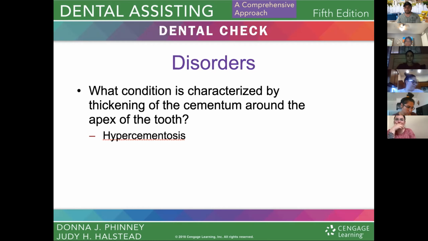So it's when the cementum around the apex of the tooth gets enlarged. And it's usually because of bad hygiene, can also be genetic factors involved. But there usually isn't much we can do about that. Okay, so that is pretty much it that I have for chapter 8.